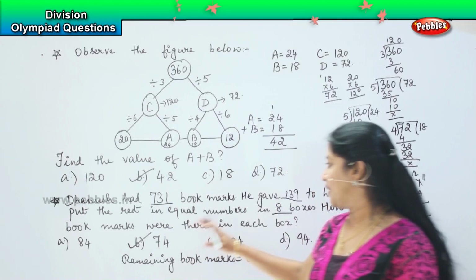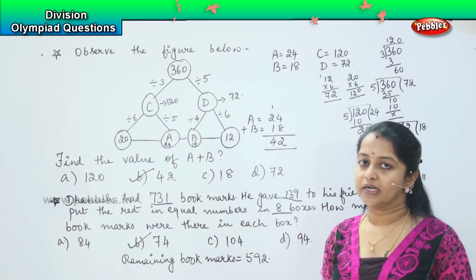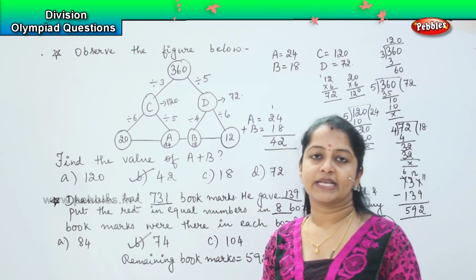Understood? So first we need to find the balance and then we have to divide it with 8. Clear, children? Shall we move to the next set of questions?